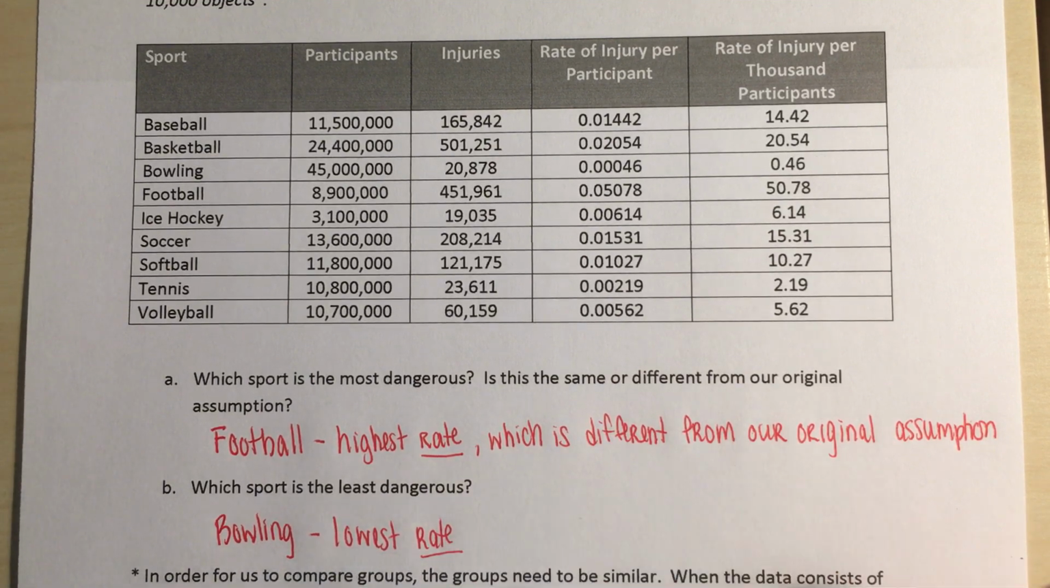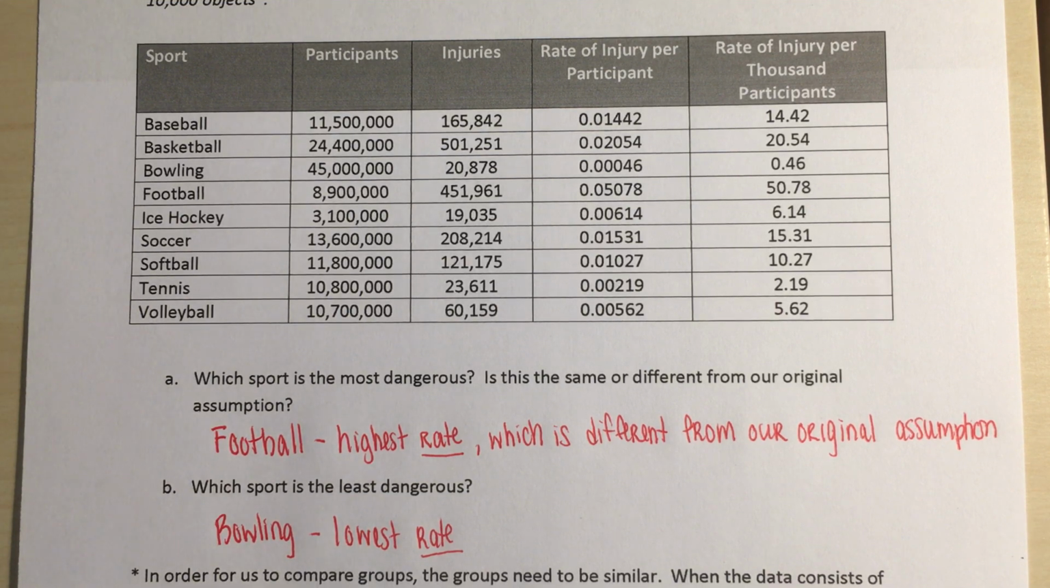When we're comparing different groups, our groups need to be similar. If we're looking at these as percentages or rates, they're better for comparisons because they take into account possible differences among the size of the groups. Comparing percentages and rates is a more accurate way of comparing different data sets.